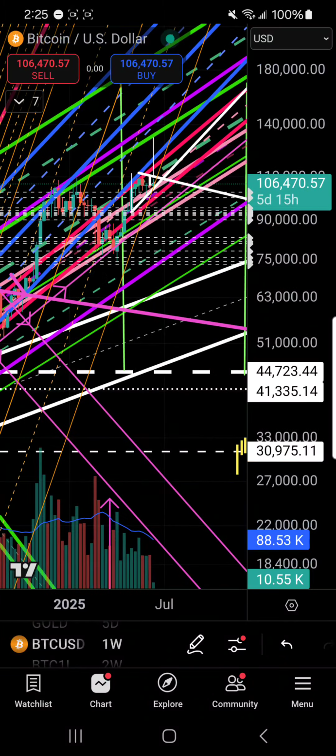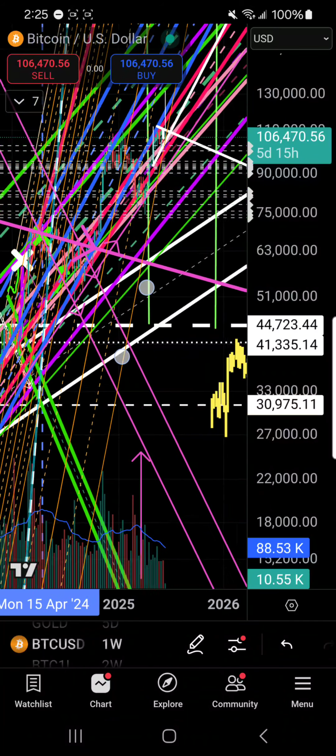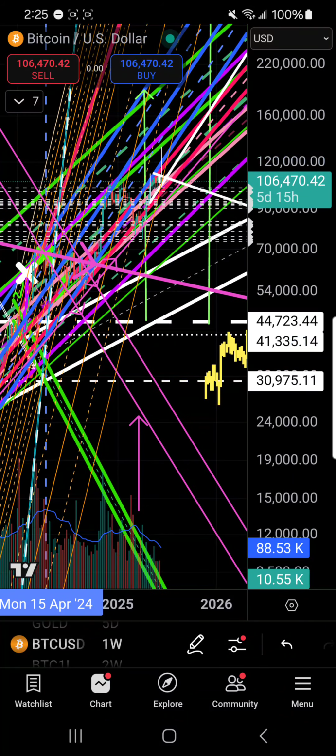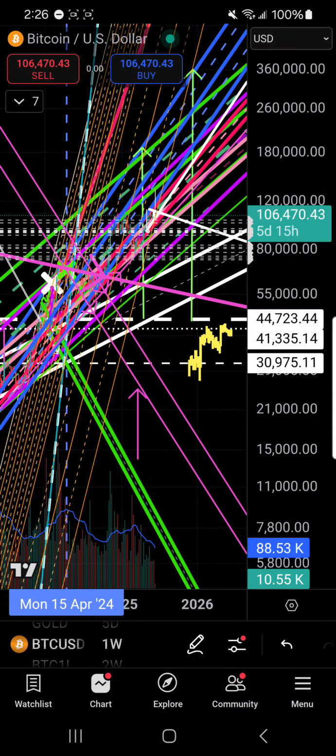I do believe, I don't know how these relate to the channels I'm using now. I know that the pink channels are very significant in my current charts. And as a matter of fact, the white channel that I'm going to be speaking about in a little bit, the most important channel in Bitcoin history, is one of the pink channels.